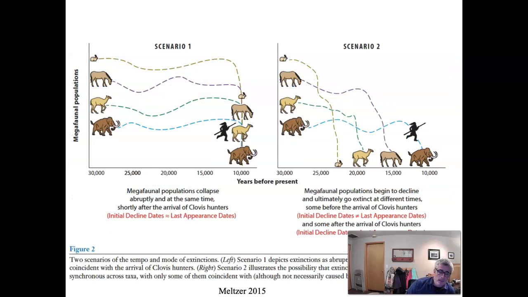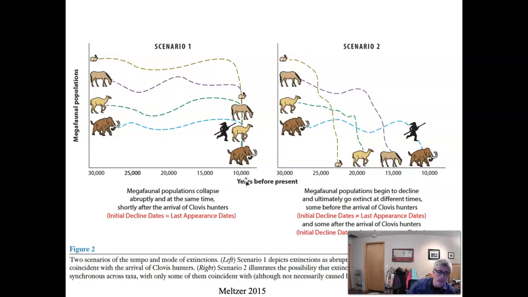And so he presents two scenarios. One is that 30,000 years ago the megafauna populations were doing well. Everything was doing well. Humans arrived, and there's a precipitous decline at the arrival of what he's calling Clovis hunters. Clovis is the name of a tip, from Clovis, Texas, I want to say.